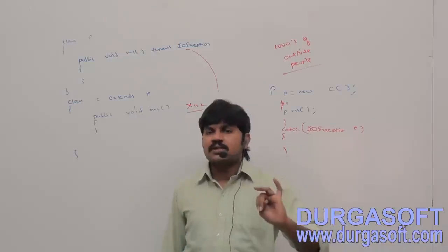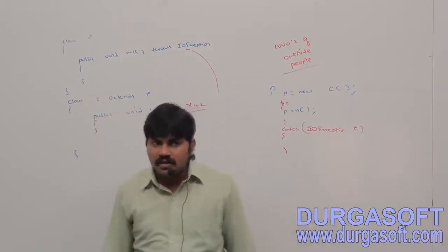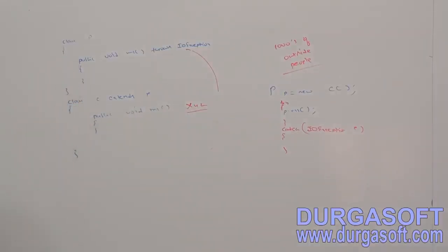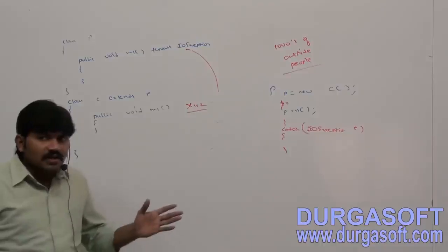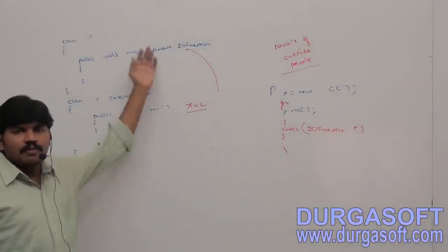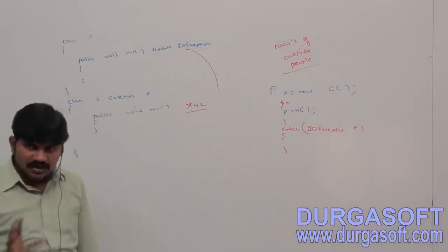Next, while overriding, the scope of access modifier we can't reduce. If you want, you can increase, no problem at all. Public to public, protected to protected, or protected to public, these types of things are acceptable.